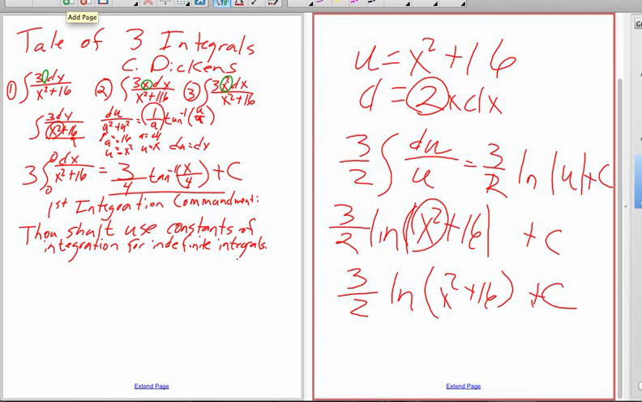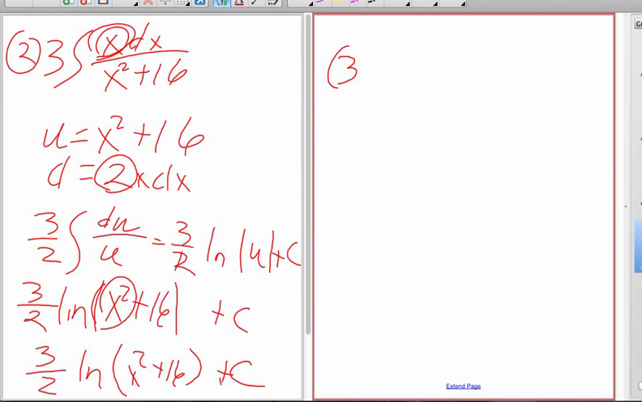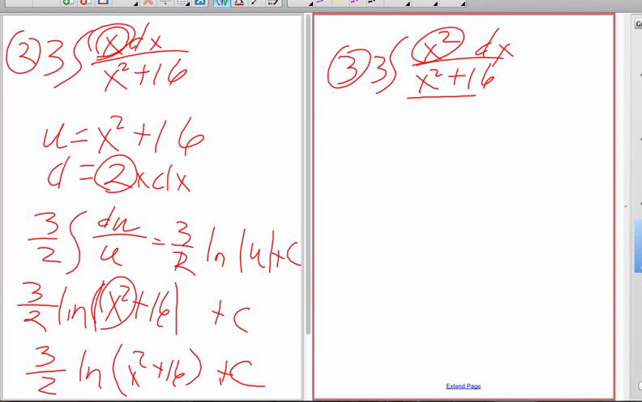Let's go in and take a look at number 3 then. We got 3 times the integral of x squared over x squared plus 16. Okay, so we're tempted to come back in. Worked real well for inverse trig. That's bad. U sub, still bad. So what do we do now?